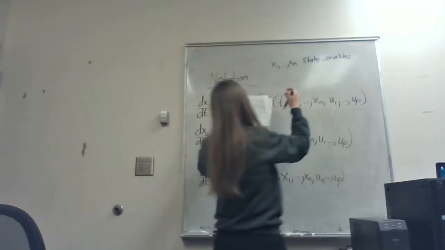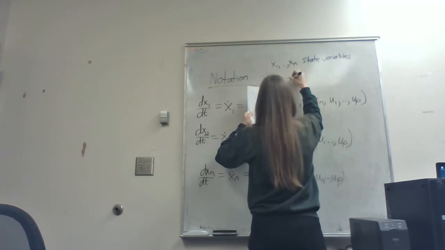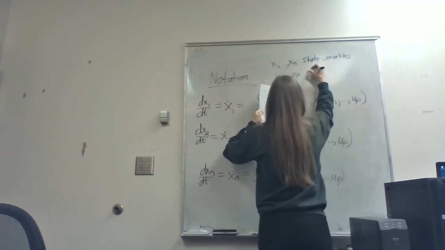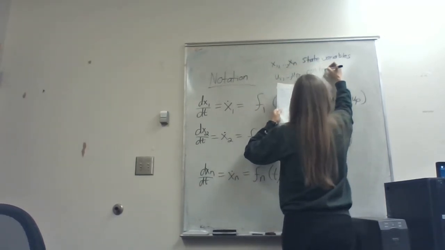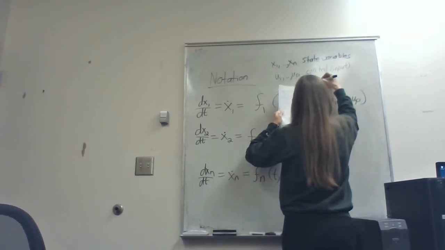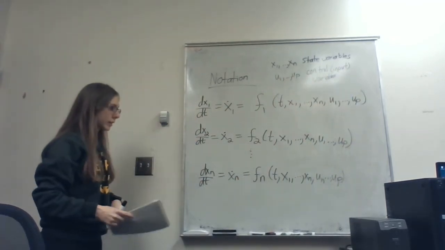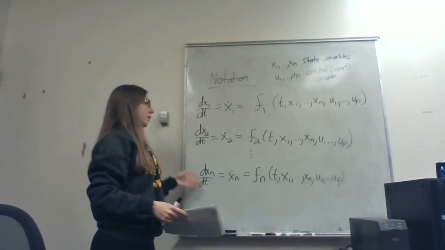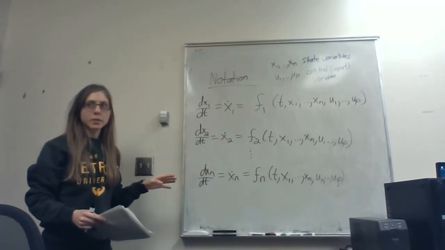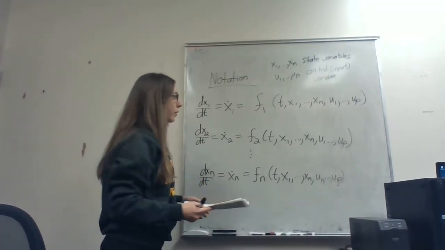Okay, cool. Then u1 to up are the control or input variables. That is very similar in concept to what you did in control class, except that another thing to note here is these are multi-input systems and could be multiple output, whereas most likely in control class you covered single input, single output.